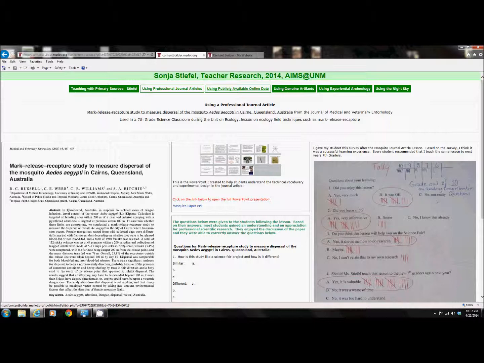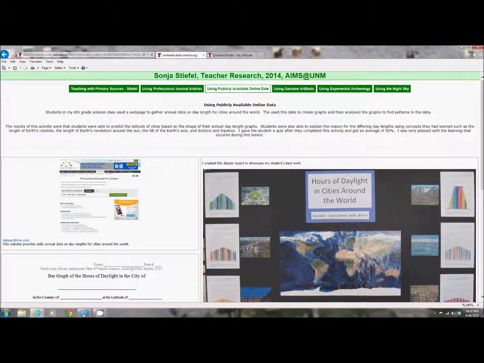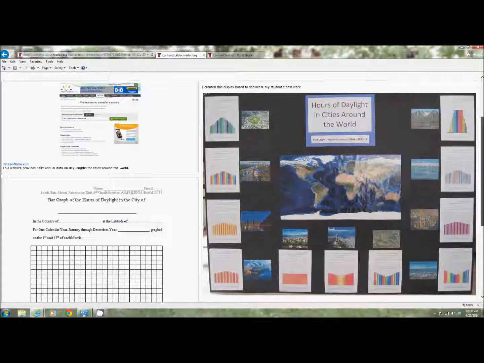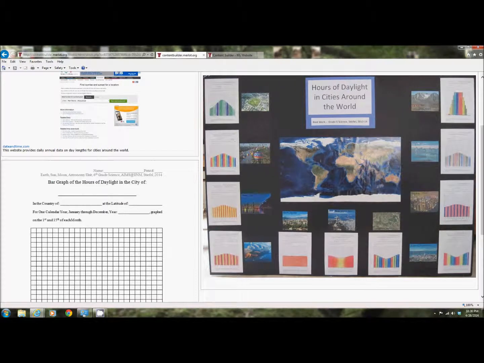All right, let's look at another lesson. This is a lesson that I taught to my 6th graders during our unit on the Sun, Earth, Moon systems, where we talked about the tilt of the Earth's axis, how long a year was, how long a day was, what caused the day, the rotation of the Earth. We went to a website called Date and Time and pulled data off that website for various cities around the Earth. They graphed the data that they got from the website on this graph, and here is a poster board of the best graphs I received.